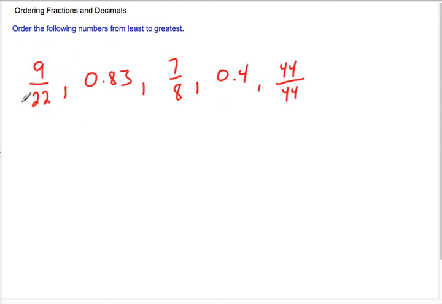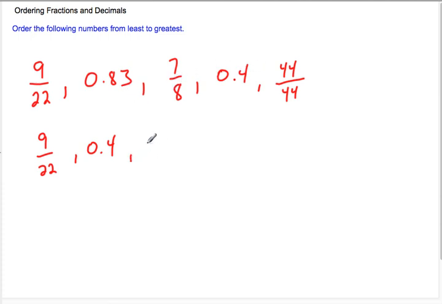This is smaller than a half. So I know that it's smaller than that, it's smaller than that. Not sure where it relates to that. So we have 9/22 and 0.4 are somewhere on the left side, or some of the lowest numbers here.